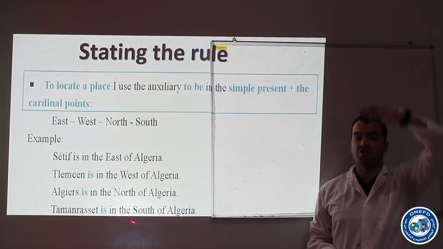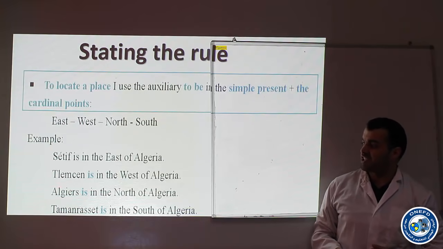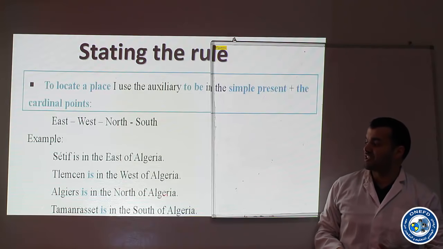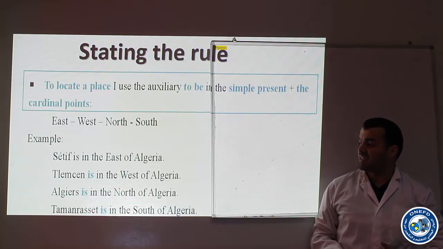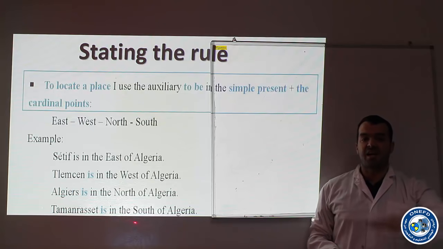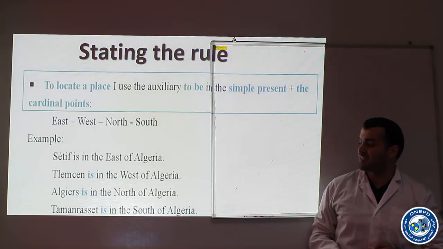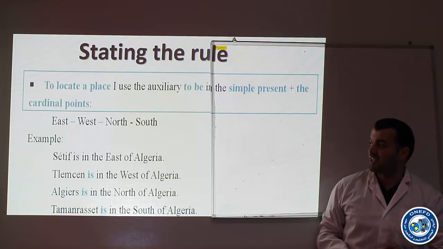Algiers is in the north of Algeria. And finally, Tamanrasset is in the south of Algeria.